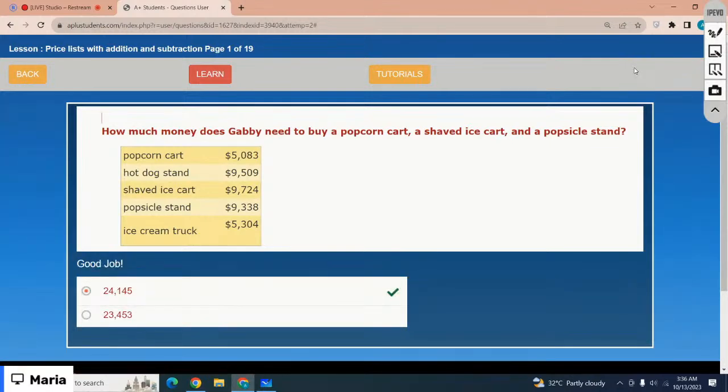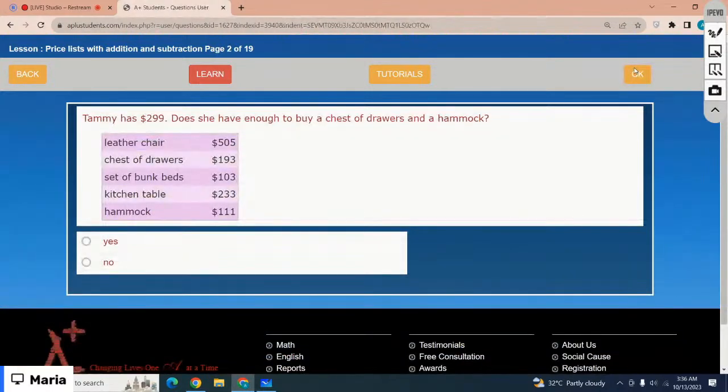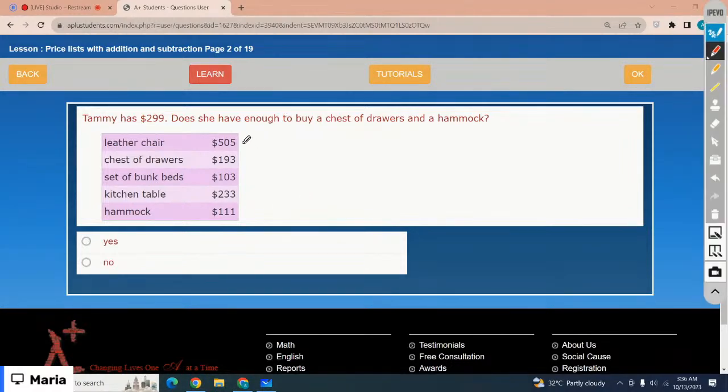The next question is: Tammy had $299. Does she have enough money to buy a chest of drawers and a hammock? The chest of drawers is $193, right? And the hammock is $101. So just add these two values and let's see. 4, 9 and 1 is 10, 304. That means if she needs to buy these two things, she must have $304. But she just has $299, so no, she doesn't have enough money. The correct option is no.